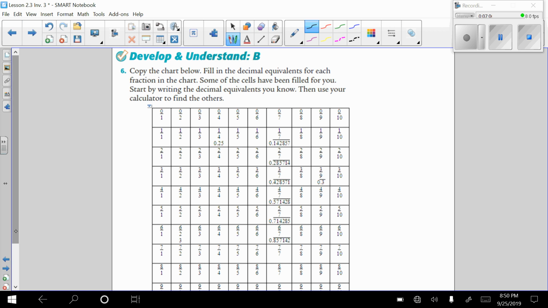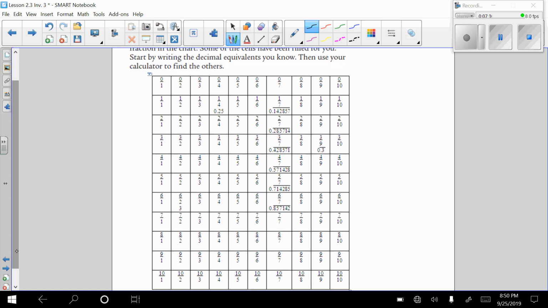Now you have a chart in your book that we need to complete. You need to stop the video now and complete the chart. That is changing all of these fractions into decimals. You could start by doing the ones that you already know. You know whenever the numerator is a 0, that is going to equal 0. There's nothing else that it can. So we could go across and fill these all in to be 0.